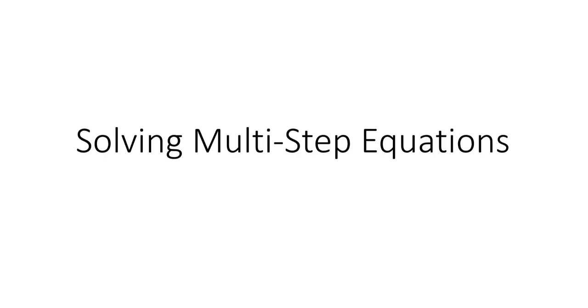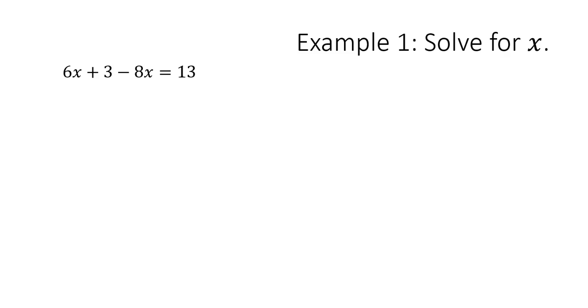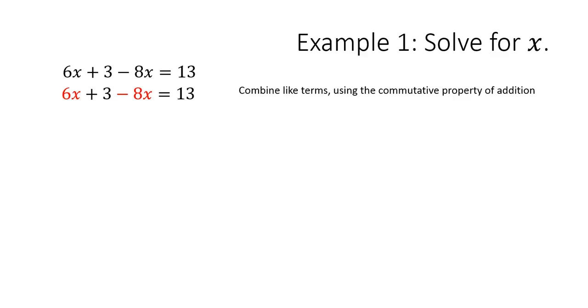In this video, we are going to be solving multi-step equations. So let's look at the first example here. The first step to solve this equation is you want to combine the like terms using the commutative property of addition. The like terms here are 6x and negative 8x.